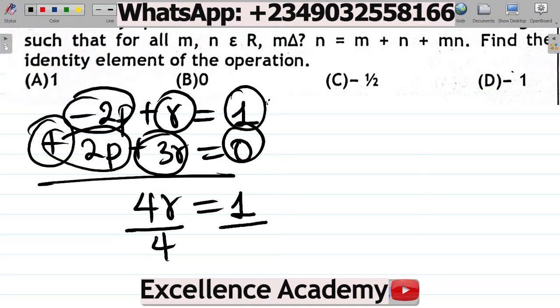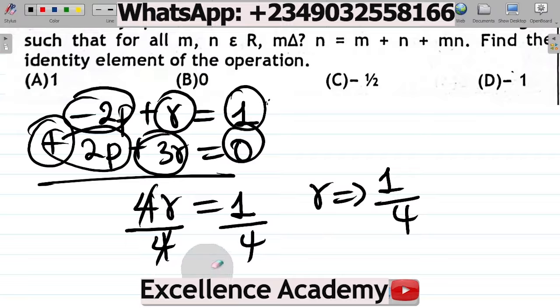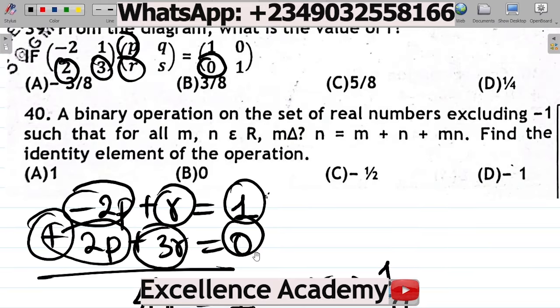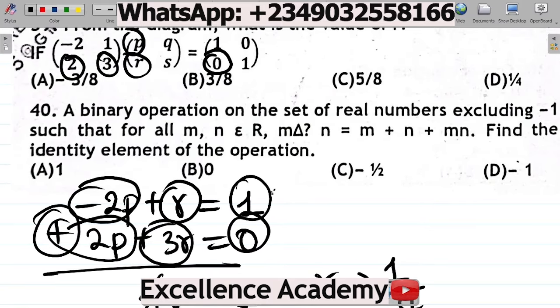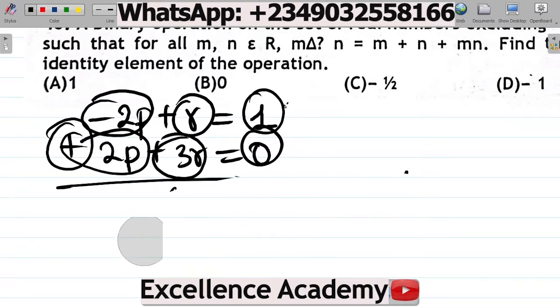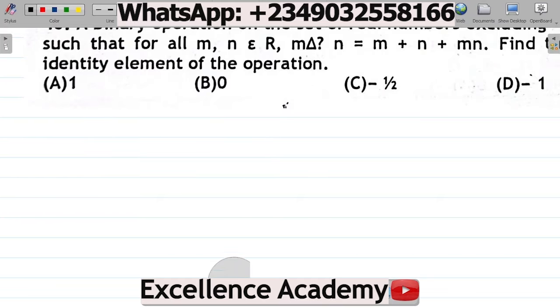Divide here by 4. Divide here by 4. This cancels this. So r is equal to 1 over 4. So 1 over 4 is your correct answer. And that is option D. So option D there, 1 over 4 is your answer. All right, the final question there.